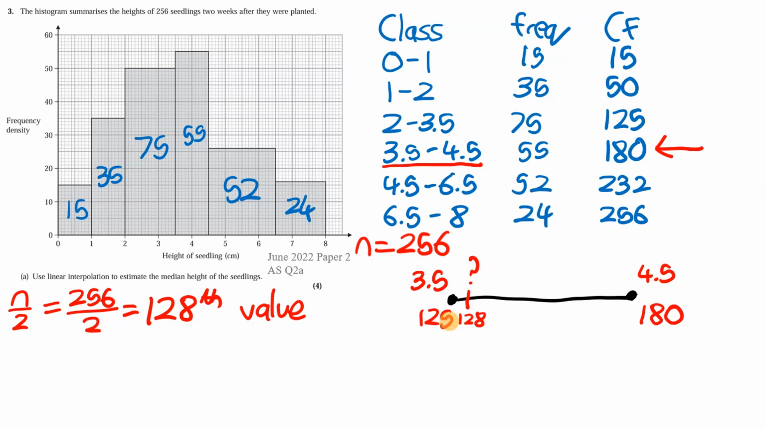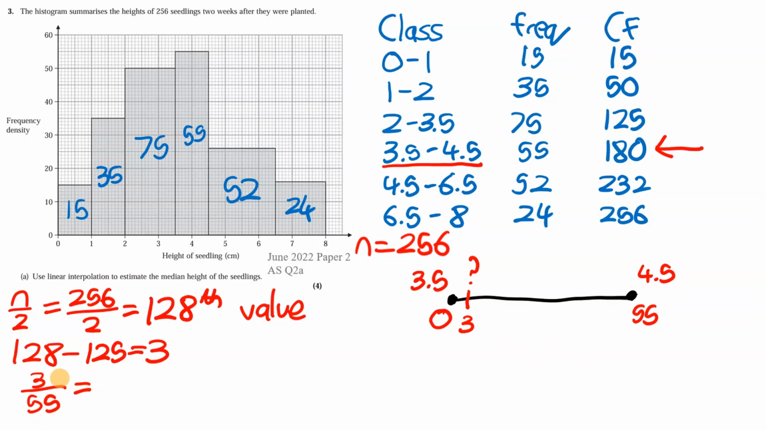Now what we're going to do is take away 125 from all the frequencies here. So this now starts at 0, and this 180 is now going to be 180 minus 125, which is going to be this 55 here. And then here, if we do 128 minus 125, this is equal to 3. So this 128 is going to be 3. So we have this 3 here between 0 and 55. We want to find how far across this line 3 is. So we're going to do 3 divided by 55.